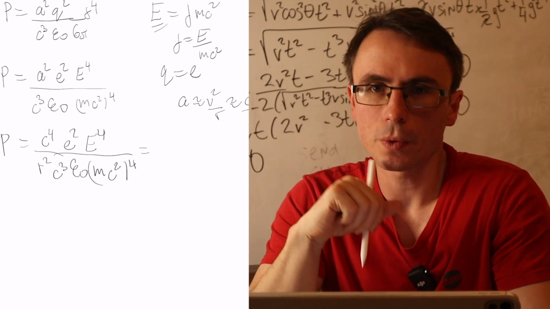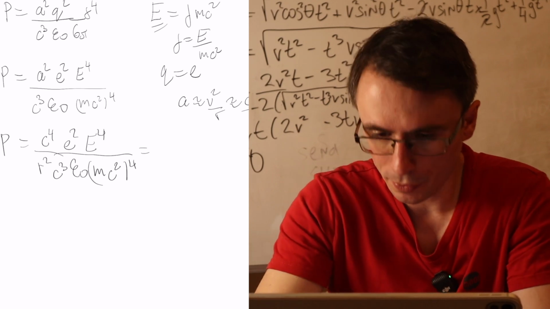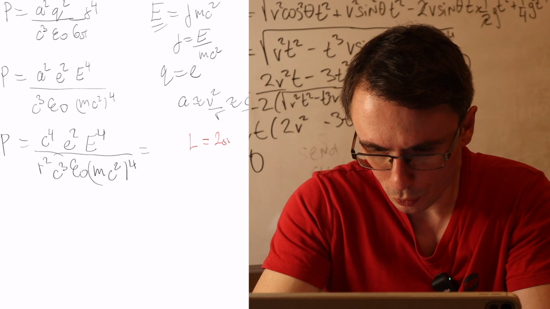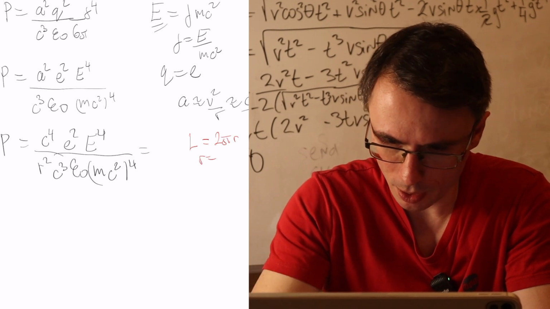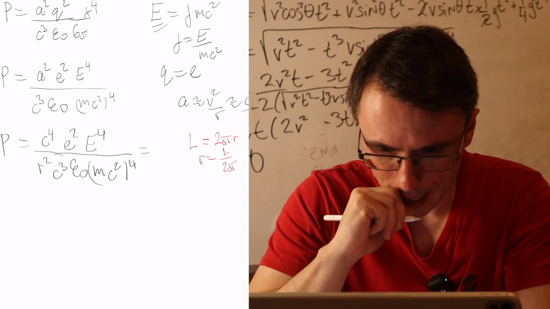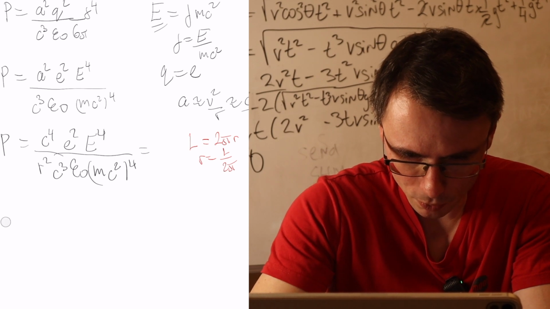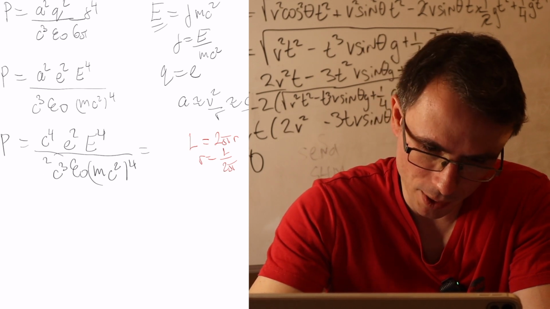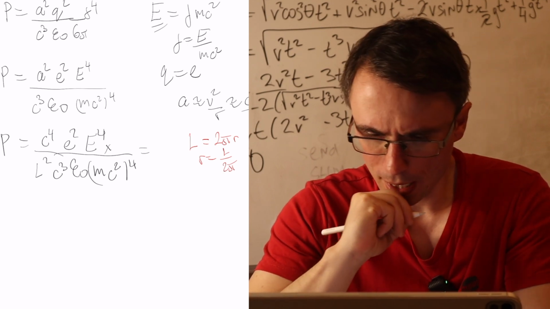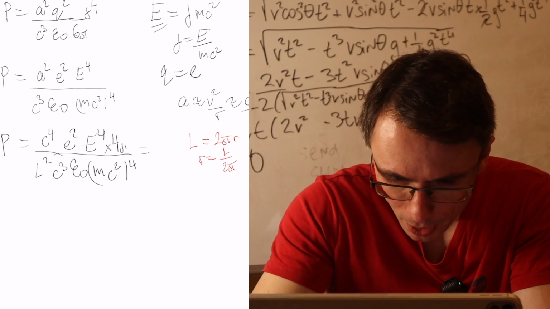Now we can also get rid of r, because remember the circumference L is equal to 2 pi r, meaning that r is just going to be L over 2 pi. Okay, so to plug this into there, tell you what, let's just do this. We're going to get a factor of L squared. And then up here, we're going to have a factor of 4 pi squared.